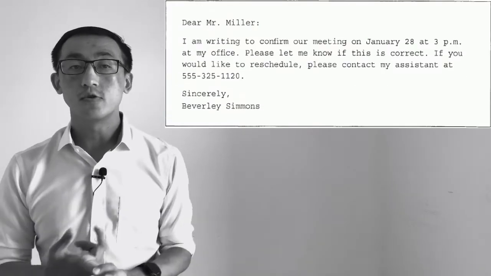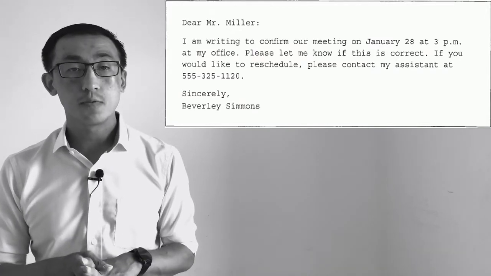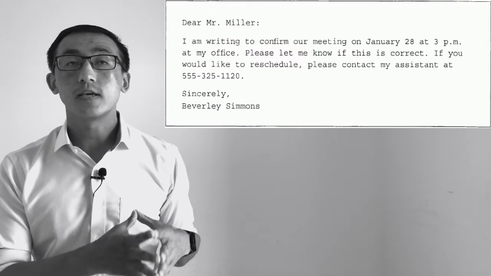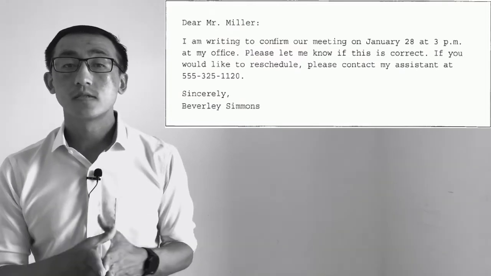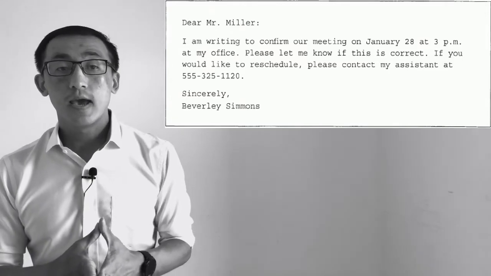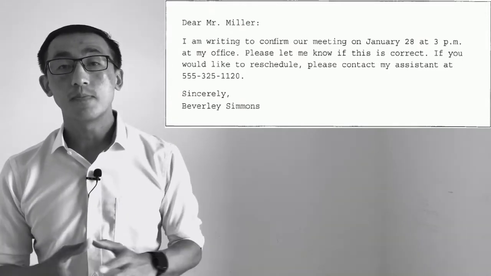For general correspondence, you are likely to see letters, emails, and memos. Letters are usually formal and are used for official communications outside of the company. And emails are typically informal letters and are used for communication within the company most of the time. And memos are usually addressed to multiple people at the same company.